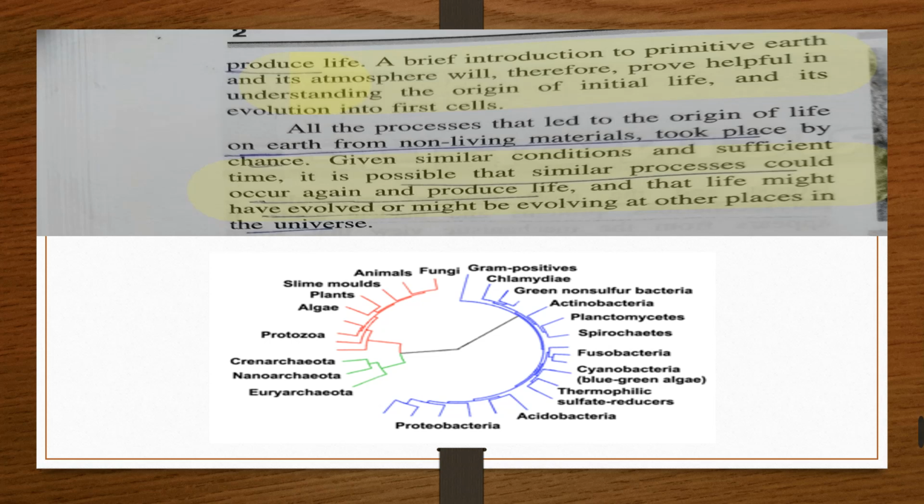If similar conditions and sufficient time are given, it is possible that similar processes could occur again and produce life, and that life might have evolved or might be evolving at other places in the universe also. So it's not only on Earth that we have life. There may be the possibility that life can be on other planets also. That's why we are doing research and moving to other planets, searching for water and for life.